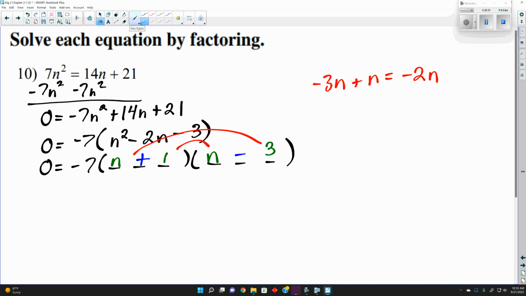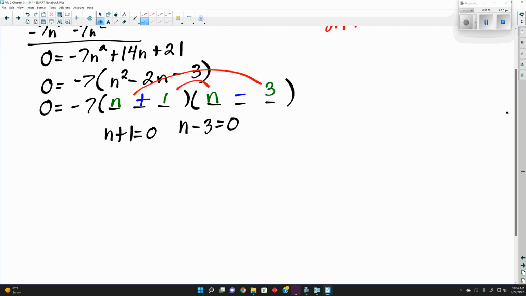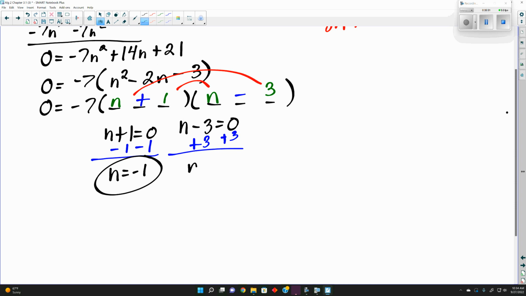Questions on this so far before we finish this up? Since we have two or more things multiplied together equals 0, it means that one of these two has to be 0. So for n plus 1 is equal to 0, we can subtract 1 from both sides, telling us n is equal to negative 1. And for our second one, we can add 3 to both sides, telling us n is equal to 3. So negative 1 or 3 are our two answers, and we do need both.